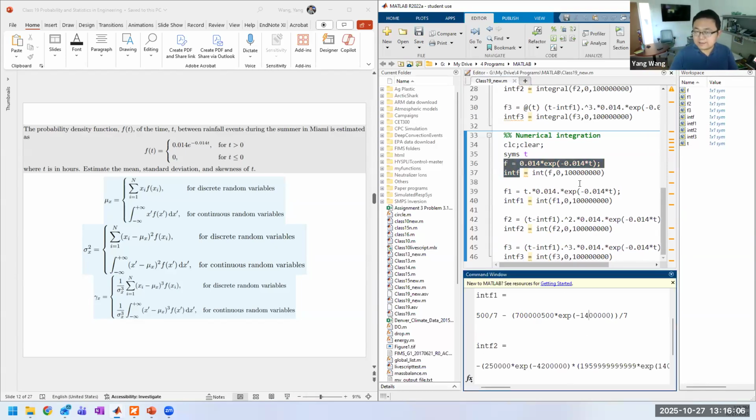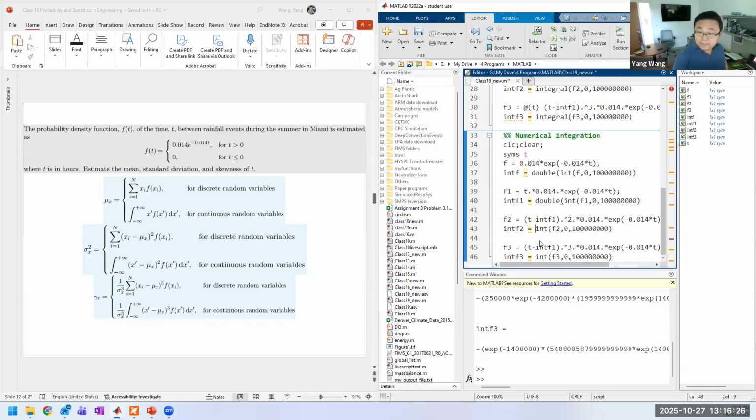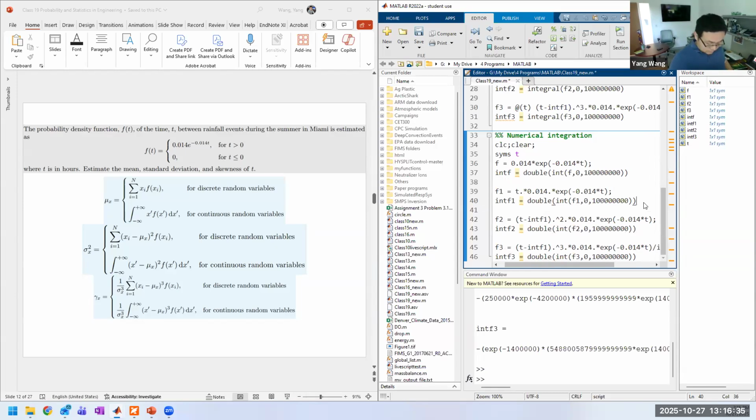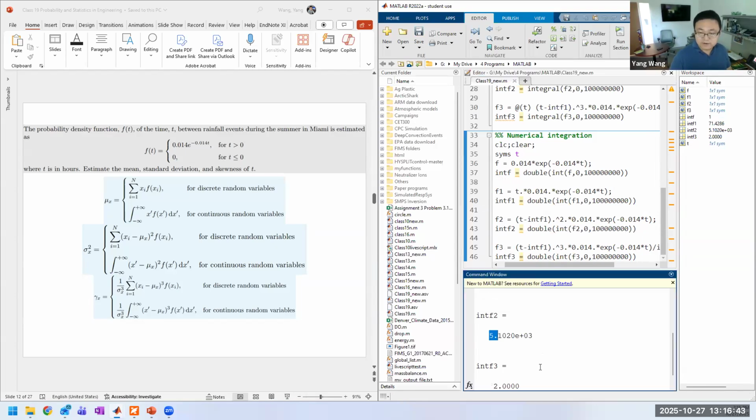So how do we convert the analytical form into a numerical form? We just use double. We sort of force it to become a double number. Recall, we're using this definition in the data types. So double, and then double. So now you can run it. We'll see what we get. 72 hours or 71 hours, around 3 days. This is variance, and this is the skewness.